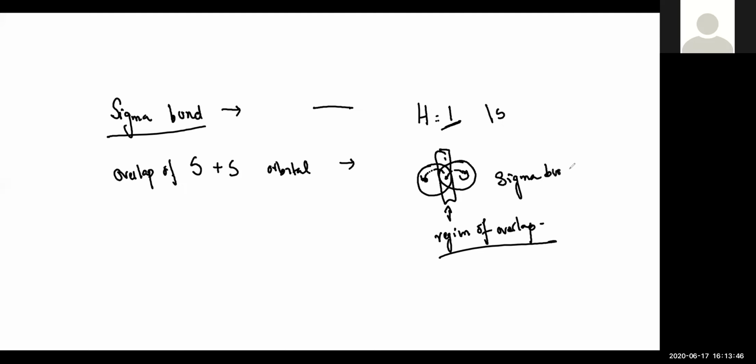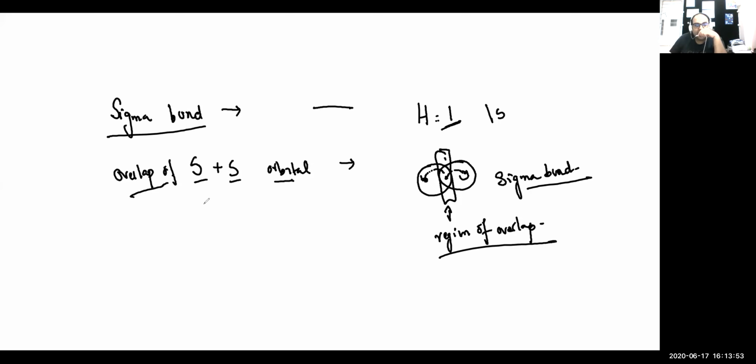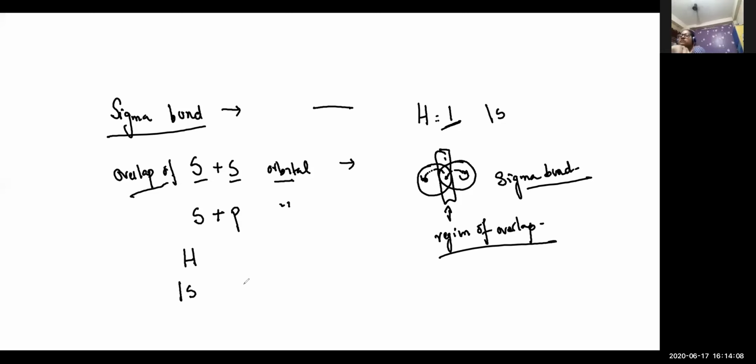We call this the sigma bond. So one is the overlap of s and s orbital. It can also happen that there is an overlap of an s and p orbital. S and p orbital. So, we know that hydrogen has electrons in the 1s orbital.